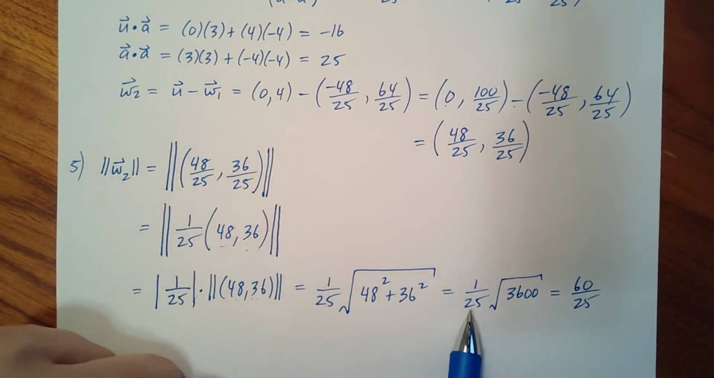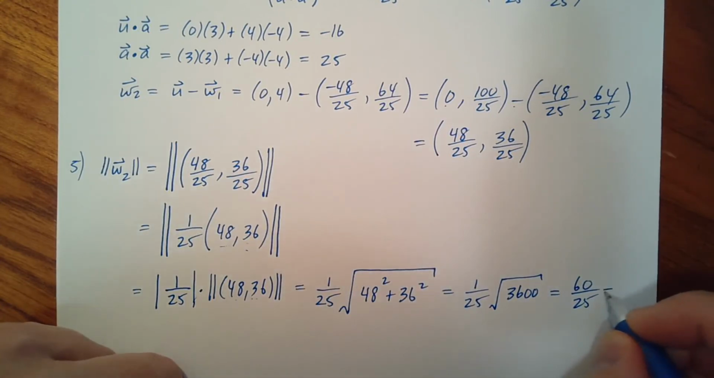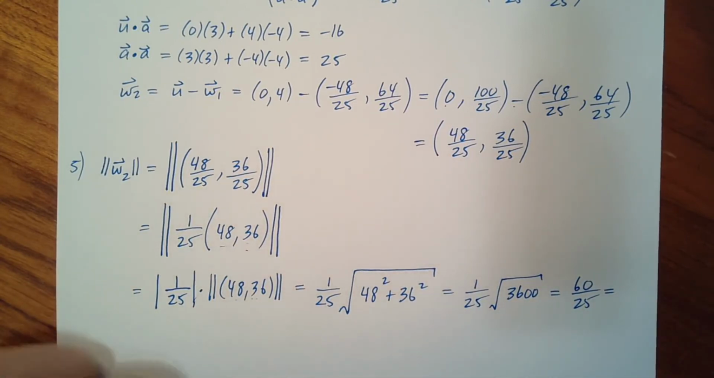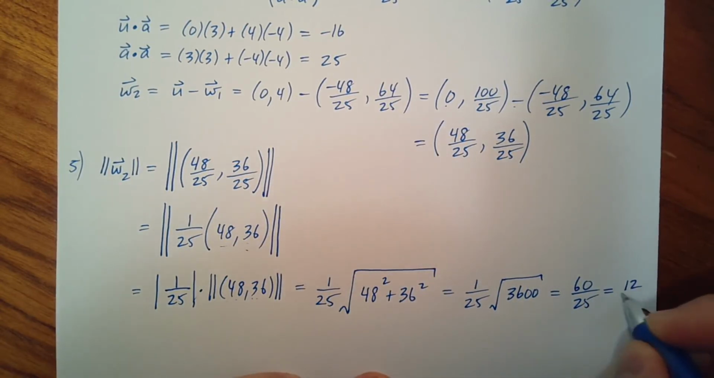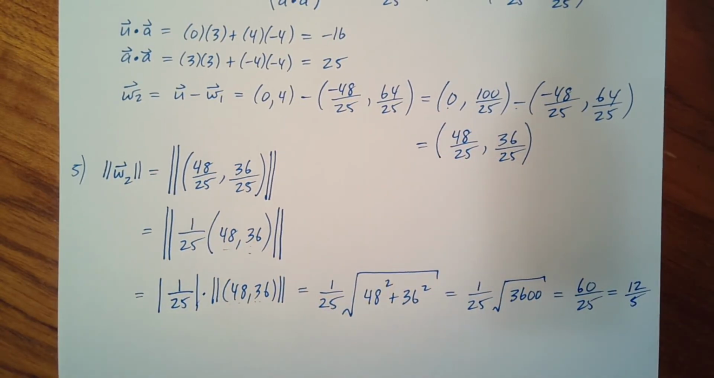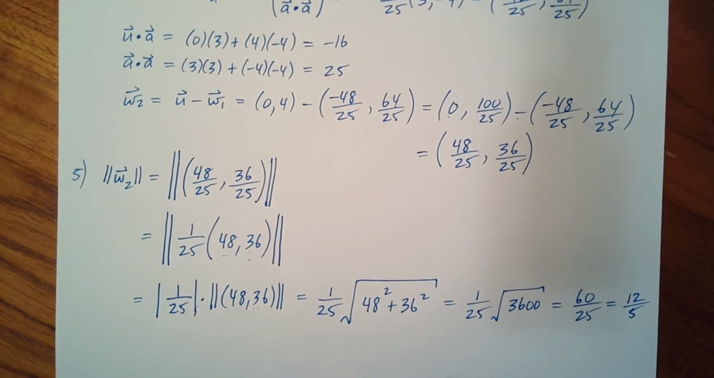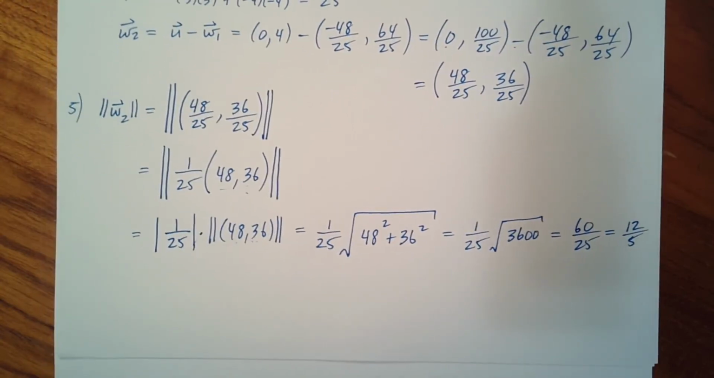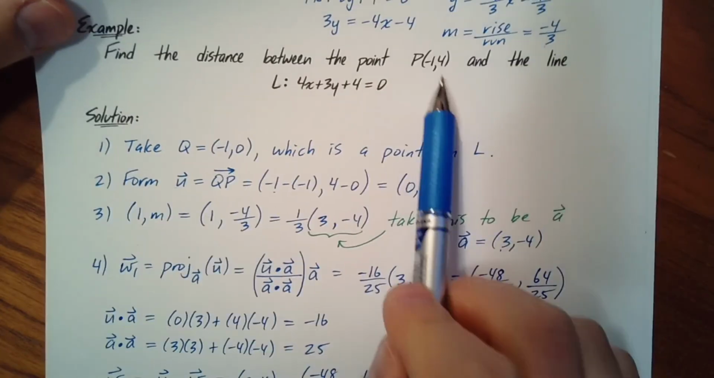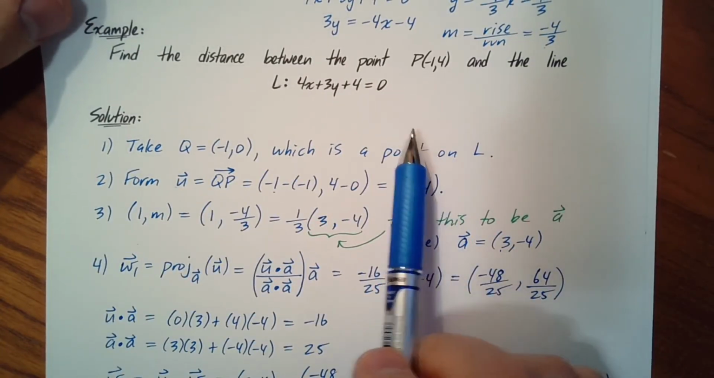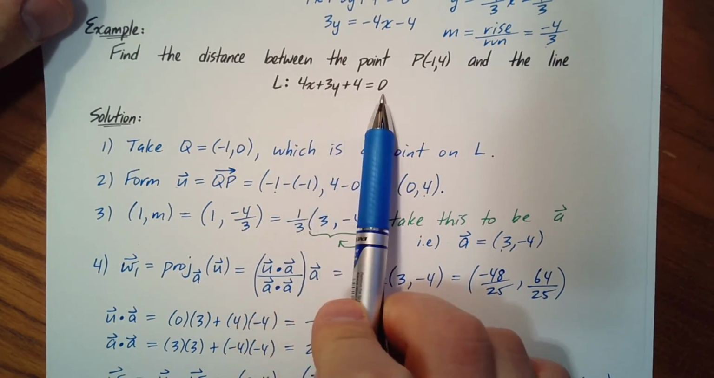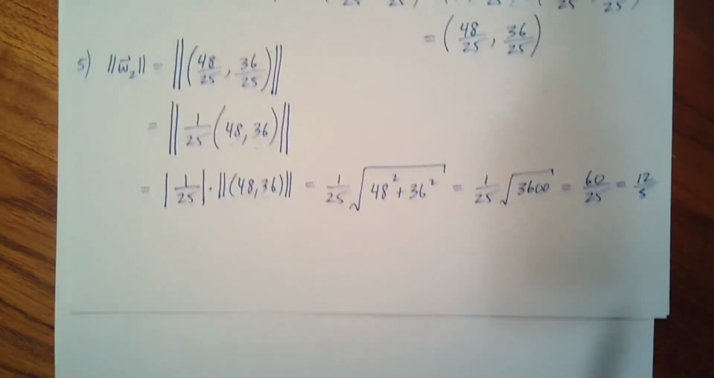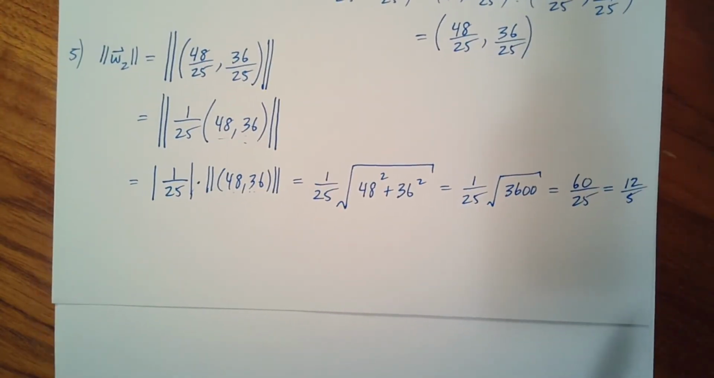It's 60, and then that 1 over 25, you can just tuck the 25 in as a denominator, and this actually reduces. They have a common factor of 5, so you can write this as 12 over 5. I just have enough room to write that in at the end. So that, finally, is our distance between the point P, given as negative 1, 4, and this line L, given by this equation. Without having to draw the picture, we could calculate it, and we get 12/5.